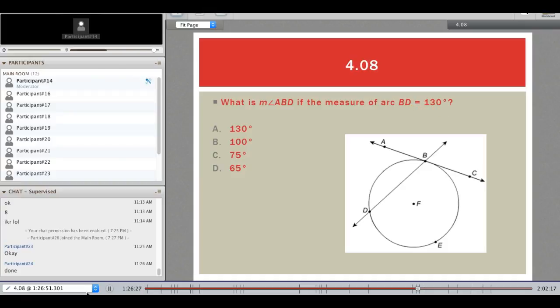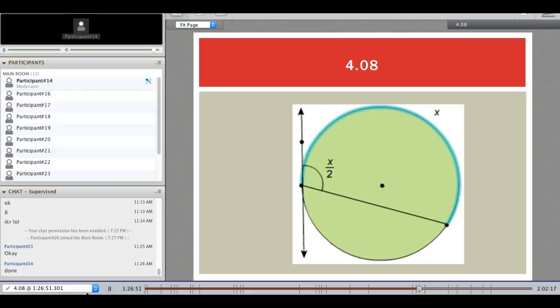Okay, so hopefully, after seeing that last formula, this will be easy. But arc BD is actually the distance on the edge of the circle, this arc here. And it's telling you that that is 130. And it's wanting to know what this angle right here is. So if we go back to this screen, that's what this is demonstrating.